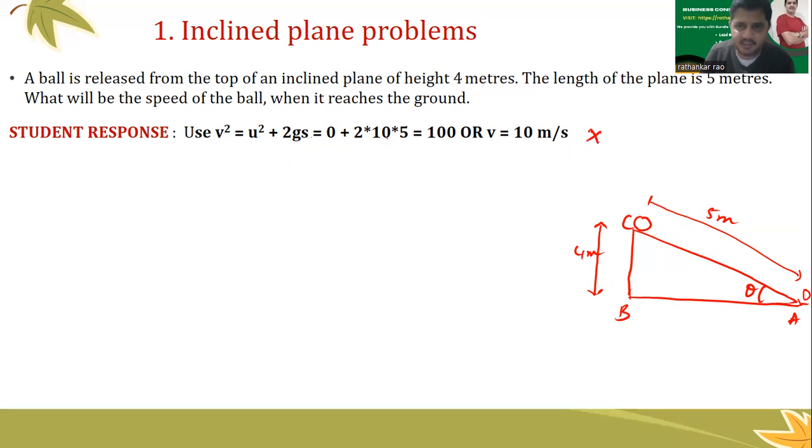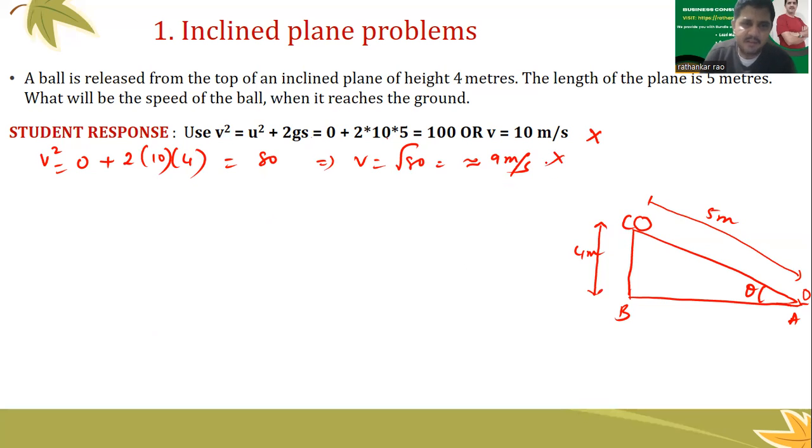Okay, this answer is incorrect. There's one more solution students give you. They'll write something like V square is equal to U square, which is 0, plus 2 times 10 times S, but instead of taking S equal to 5 meters, they take it as 4 meters. This side is already given, right? So they get the answer as 80, and this means V should be equal to the square root of 80. So what is the value of the square root of 80? Since the square root of 81 is 9, it's nearly 9 meters per second. This is what they get. This is also incorrect. Now let us first understand why these two solutions are incorrect.